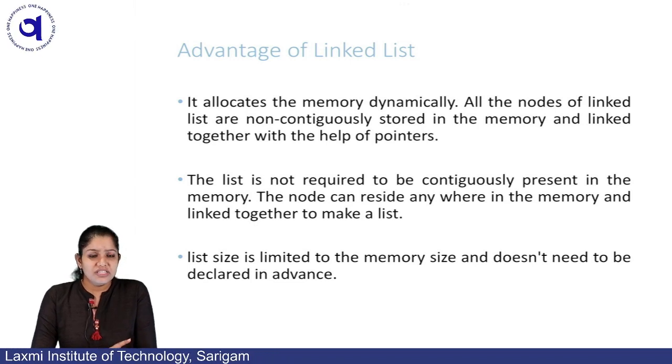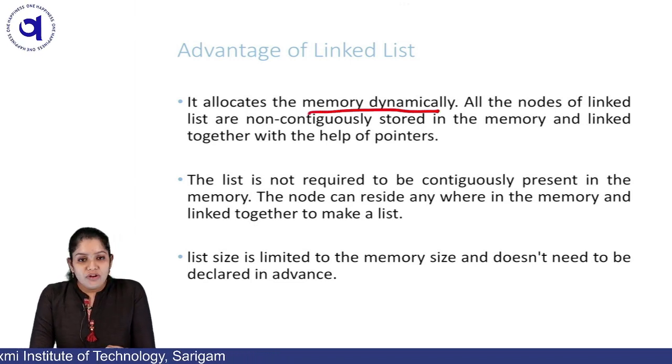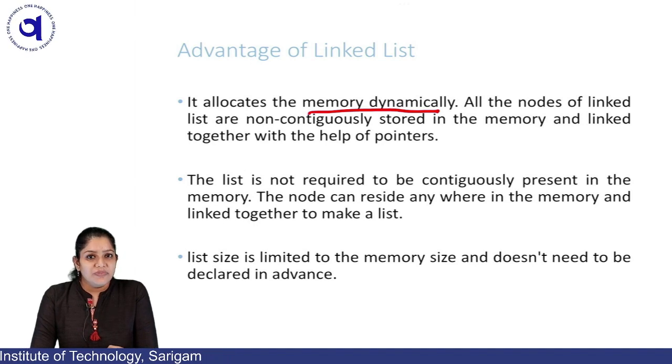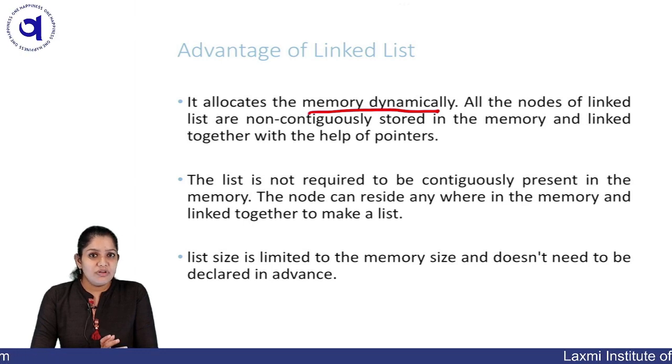The very first advantage is that it allocates the memory dynamically. Dynamically means at runtime, not at compilation time. At runtime it will allocate the memory depending on the requirement of the program. We usually use malloc or calloc for that. Malloc is memory allocation, and calloc is contiguous memory allocation. So at execution time, it will allocate whatever memory is needed by the program.